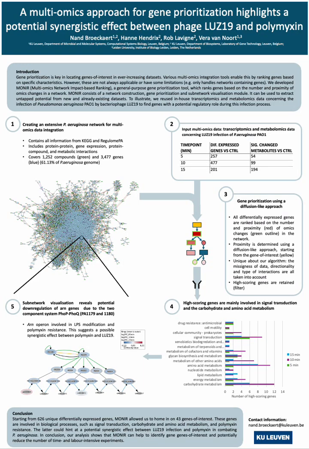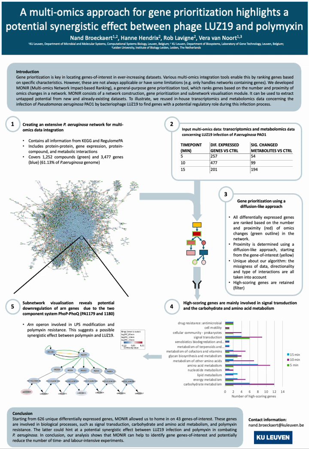This poster is about a new multi-omics approach for gene prioritization. Now, gene prioritization is key in locating genes of interest in ever-increasing datasets. Currently, there are already various multi-omics integration tools available for this purpose. However, they're not always applicable or they suffer from some limitations. For example, there are several tools that can only handle networks containing genes.